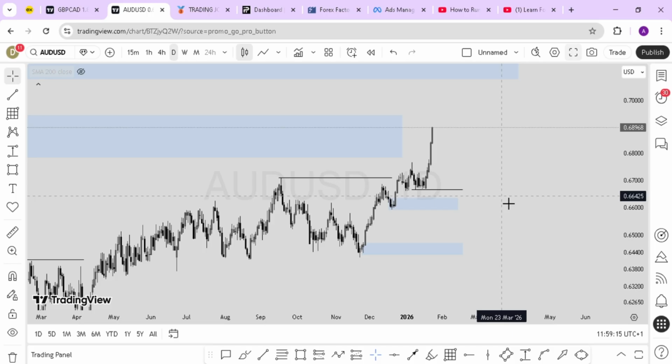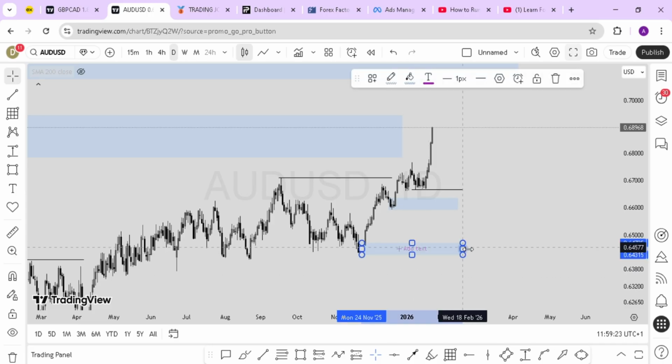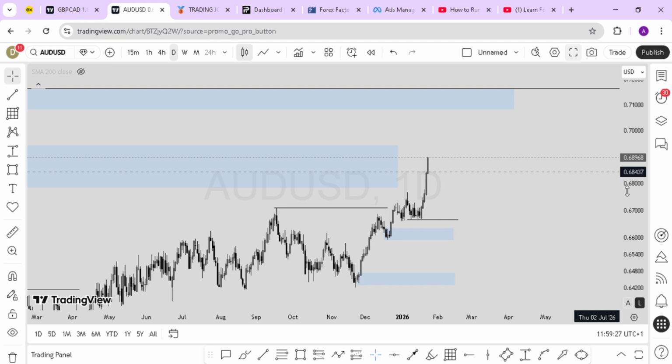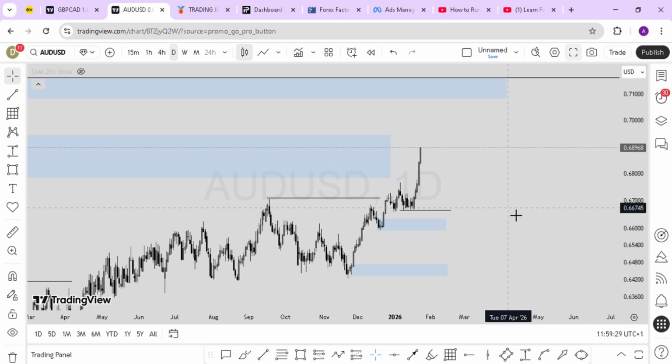And that's what gave me confidence to stick to it. I can still get better with it, but for now, this is what I'm doing, and I'm learning the same strategy over again. So this is what we have on AUD USD.